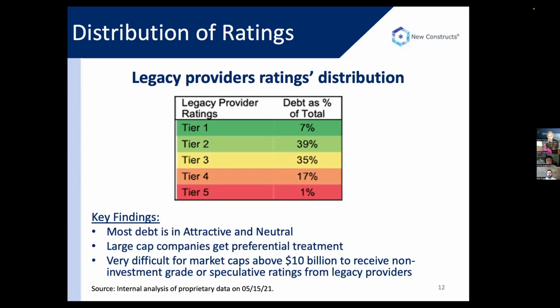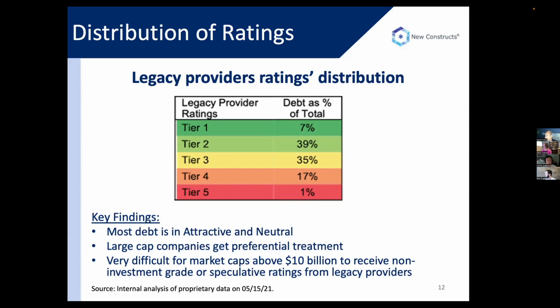And you could also see from this that large cap companies get preferential treatment. And the way that we know that is because the companies with the most debt are the companies that are the largest. So if you're an Apple, you might have $10 to $20 billion of debt based on your total capital. And if you're a $500 million company, you're going to have far less. The largest companies in the world have the most debt. The fact that 40% of the total debt is in tier 2 indicates that there's a large cap preferential treatment.